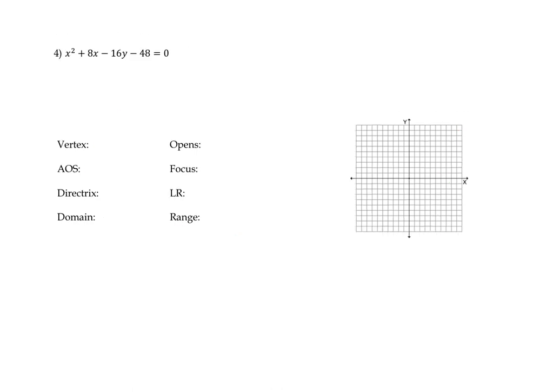I see a single squared unit, so it's a parabola, and it's x squared, so I'm going to leave all the x's on the left. So x squared plus 8x plus blank equals positive 16y plus 48 plus blank. Half of 8 is 4. 4 squared is 16. I'm going to add 16 to both sides. I'm going to factor, so it's x plus 4 squared equals 16y plus 64.